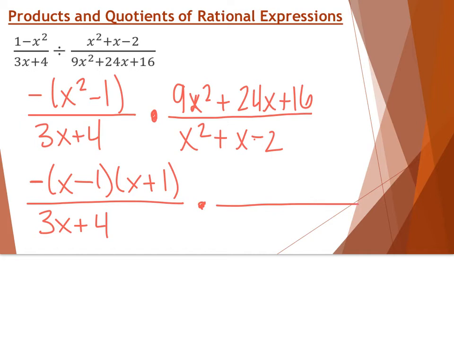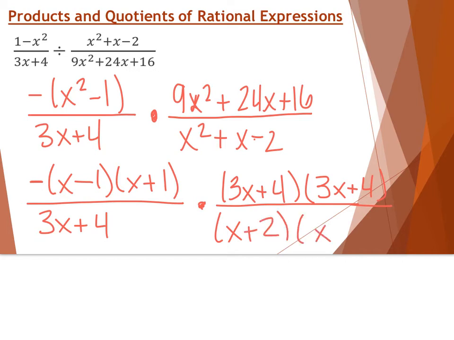Over here, when you factor that, again, I'm just going to do it for you. It's actually 3x plus 4 and 3x plus 4. And then on the bottom, when you factor that, you get x plus 2 and x minus 1. Now we have all of our pieces, we can start crossing stuff out.